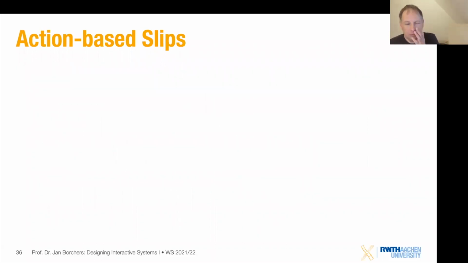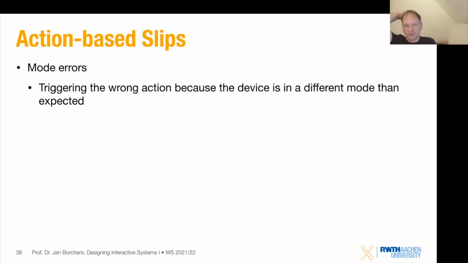Next up, mode errors. Mode errors are one of my favorites, because they explode when you get to software-based user interfaces. There are a lot of them out there. Mode errors mean you trigger the wrong action sequence with the right gesture, being a very broad term for a user action, right? Because the device you're trying to use is actually in a different mode than what you thought it was in.